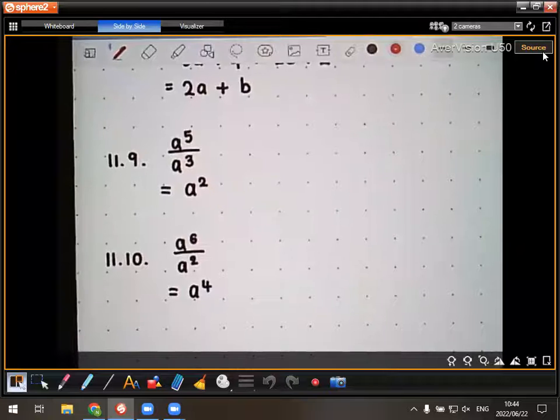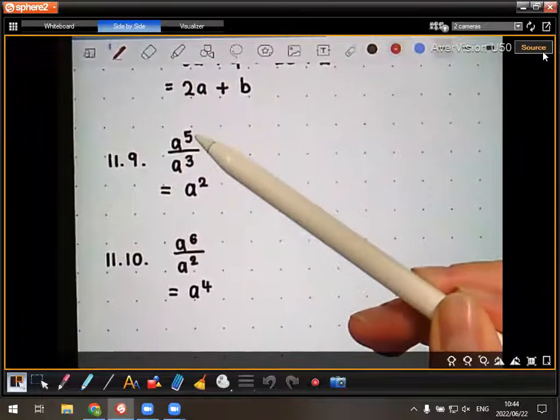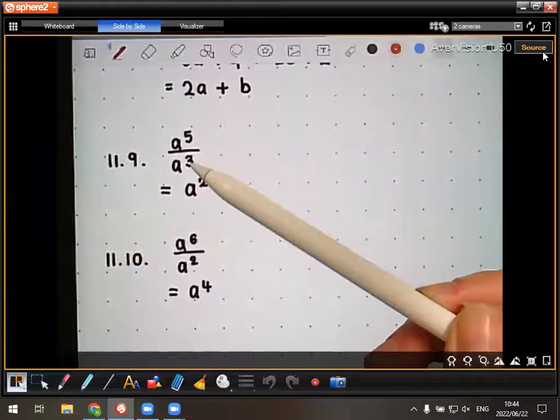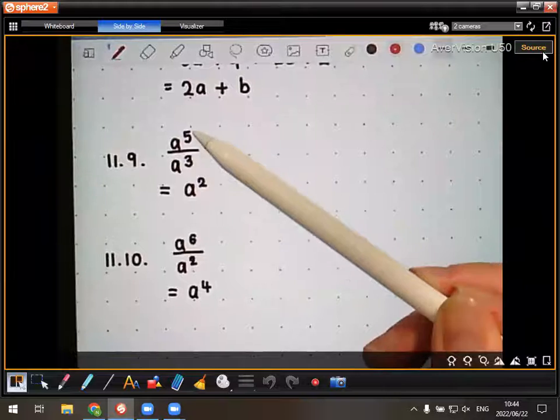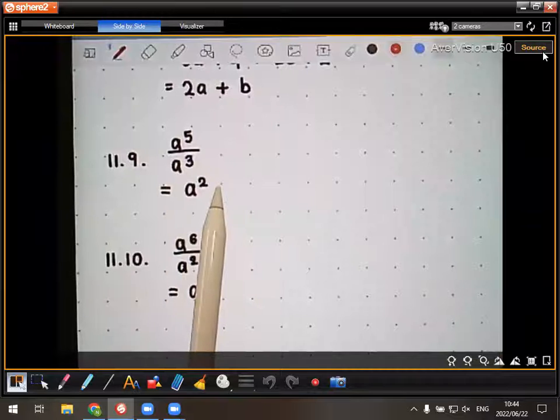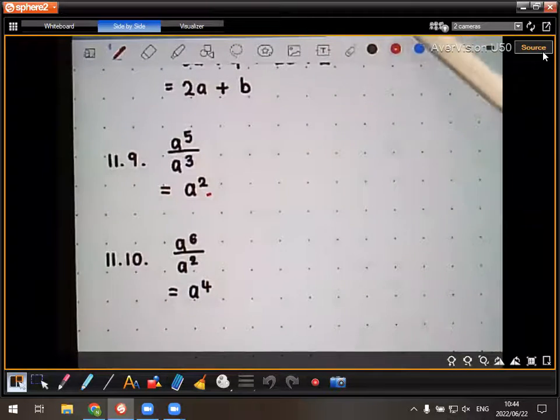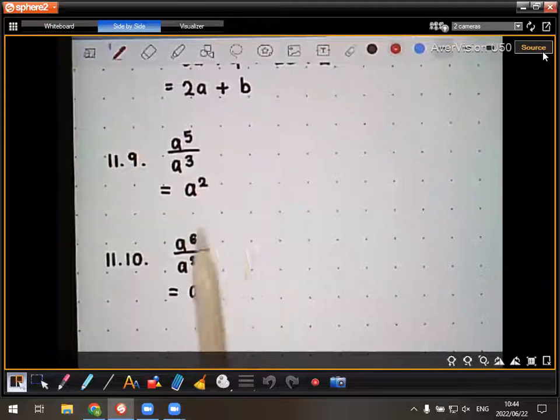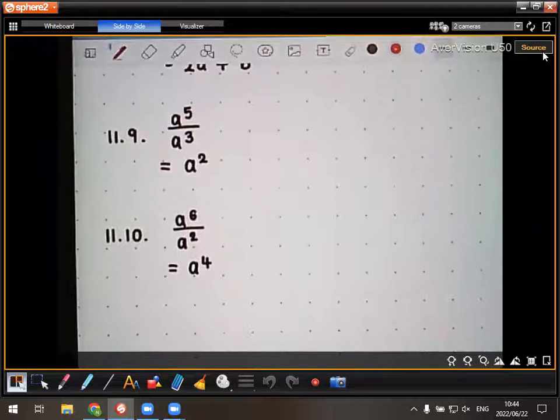Then the last two are very similar. It was just for the first one, you have 5 A's at the top and 3 A's at the bottom. Where do you have more A's? At the top, how many more? 2, so your answer is A to the power of 2. Right, same thing for the last one, 11.10. 6 A's at the top, 2 at the bottom. Where do you have more? At the top, how many more? 4. Right, so your answer is A to the 4.